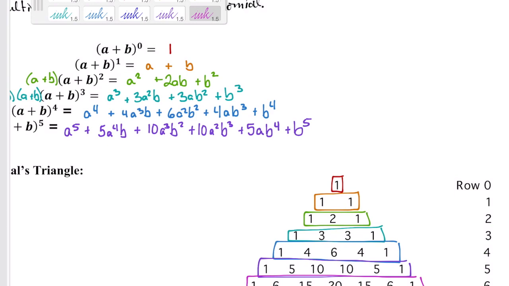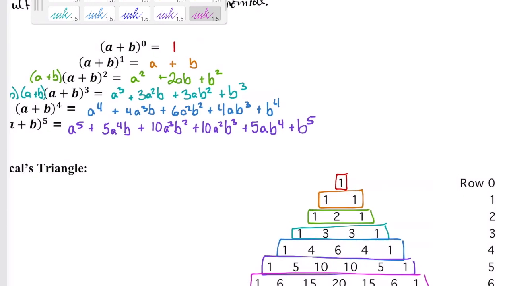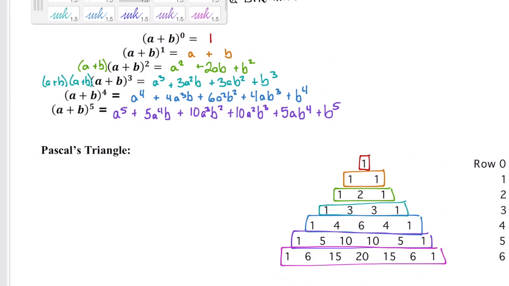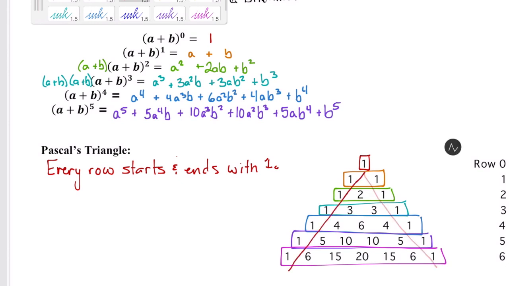So there are 2 special rules when it comes to Pascal's triangle. Our first one is that every row starts and ends with 1. So we notice that each of these rows is starting with 1, each of these rows is finishing with 1. So they begin and end with 1. They come in the same way they go out. The second rule is that each of the other numbers is the sum of the 2 numbers above it.